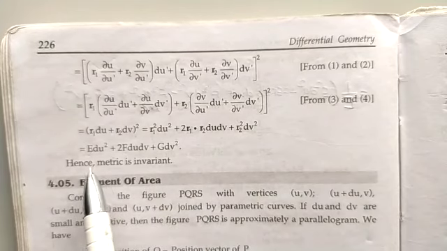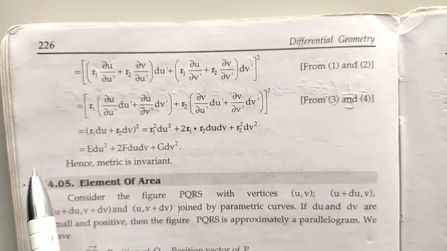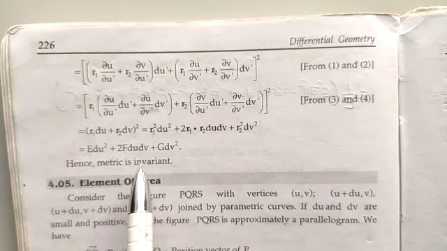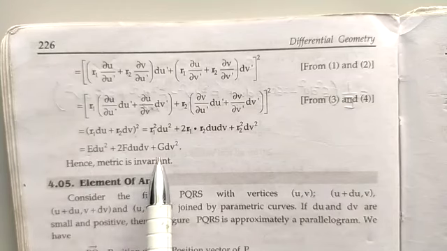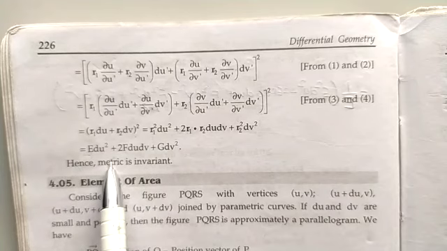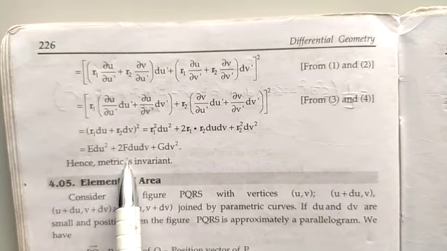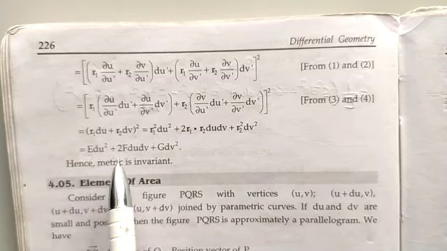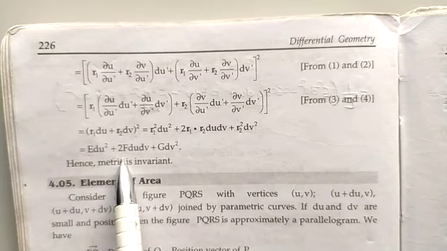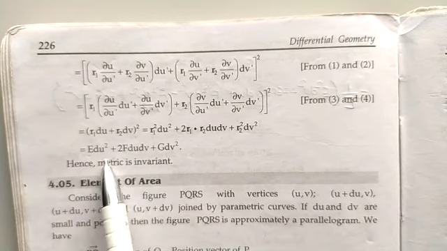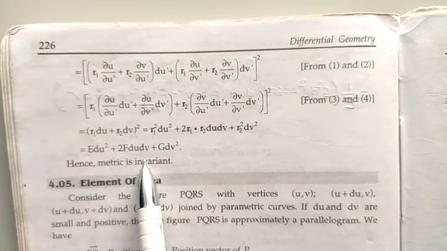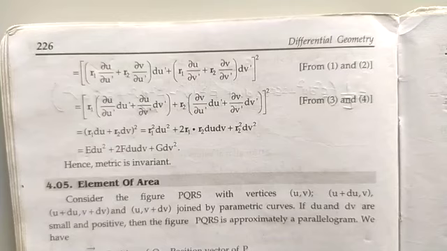Substituting the values here, we have obtained E dash du dash square plus 2F dash du dash dv dash plus G dash dv dash square is equal to the original form, which was before the transformation of parameters. So we have proved that after applying the transformation, the new form obtained is the same as the form which was before applying the transformation on the parameters. So this property is called the invariance property, or we can say that the metric is invariant.